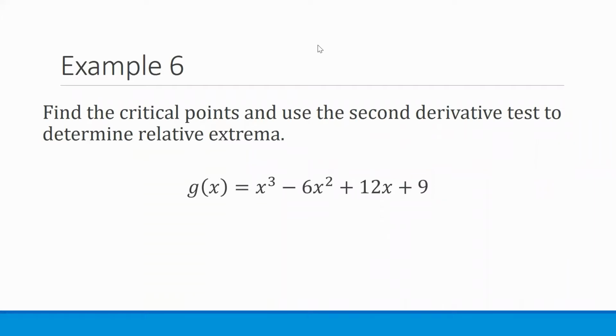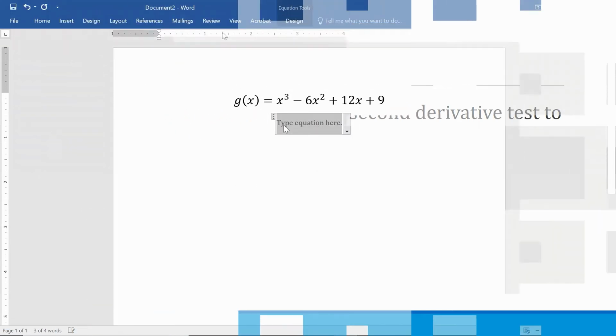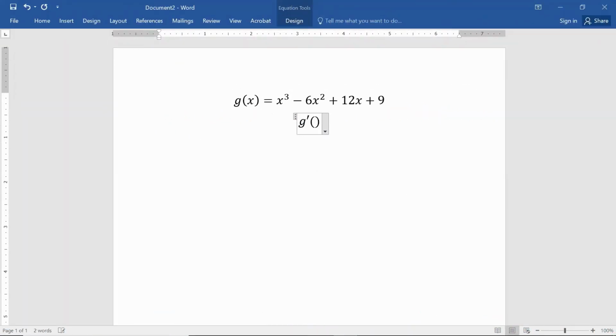Let's take a look at this example. We once again want to find the critical points and use the second derivative test to determine relative extrema. Our function here is labeled g of x. We take the first and second derivatives. The first derivative is 3x squared minus 12x plus 12. The second derivative is 6x minus 12.